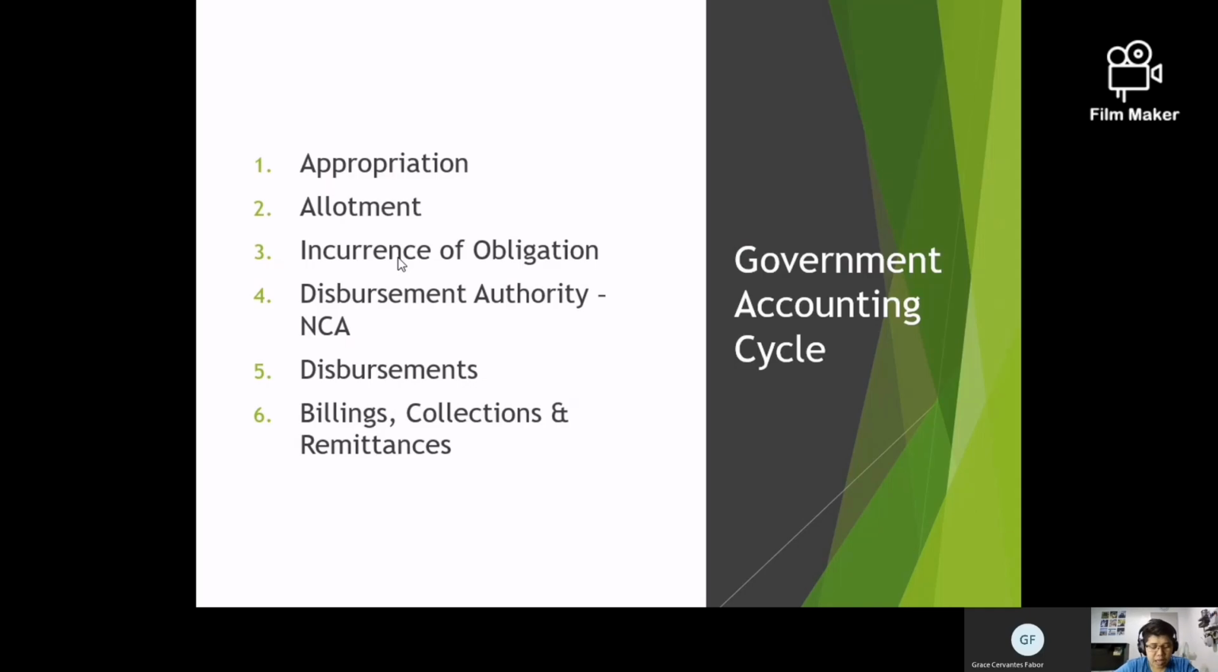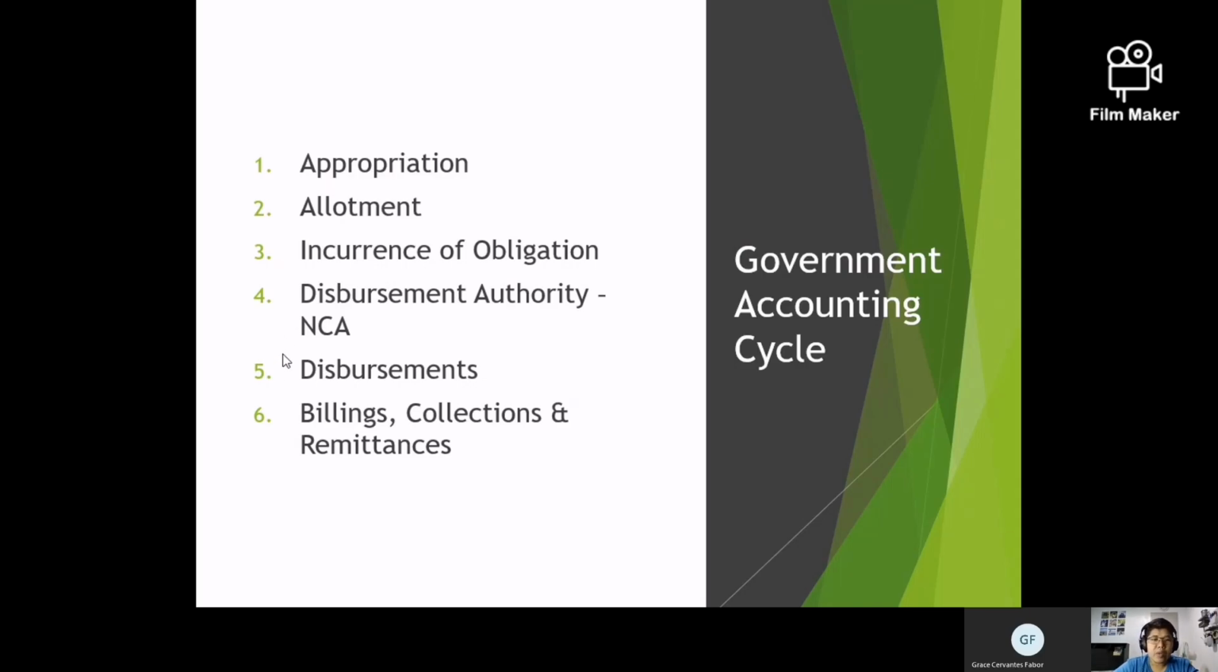Pag may obligation ka na, syempre nag-incur ka na ng obligation, magdi-deliver na ng service, magre-render na ng services, magdi-deliver na ng supplies or goods, magbabayad ka na. So, sunod natin, disbursement authority. Pwedeng NCA, NTA, CDC, at saka NCAA. And then, pag may pera ka na, since ito yung disbursement authority, naka-receive ka na, pwede ka na magbayad. Disbursement na. Sunod, syempre, billing and collection and remittances.